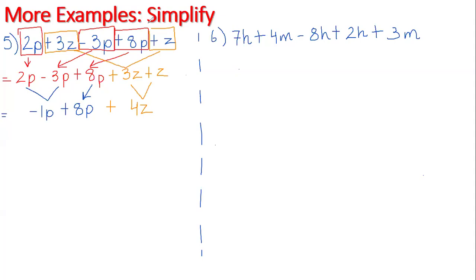Next, what are we going to do? We're going to add the negative 1p and the 8p. Very good. So let's add these two. Negative 1p and 8p is going to be what? 7p. That's going to be equal to 7p. And then we have to add 7p plus 4z. Good. Does that make sense? Did anyone get this right? Let me know if y'all got this right. I did. Excellent. Correct.